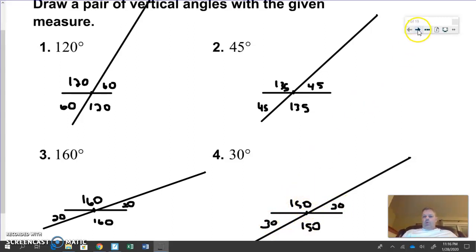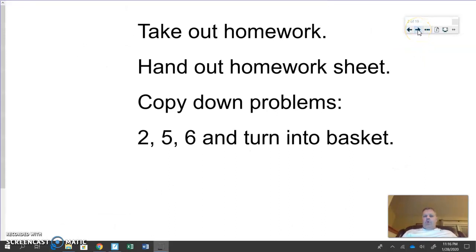Good work. Next, please take out your homework. Would you please hand out the homework sheet that is in the basket? Students, copy down problems number 2, 5, and 6. Turn them into the basket. When they have done that, please restart the video and I will have the answers for the homework. Thank you.